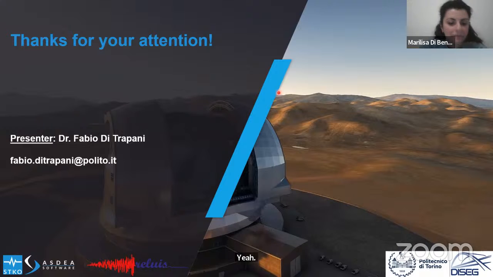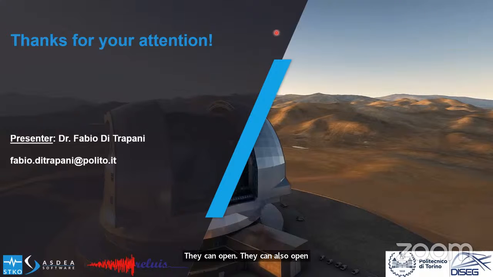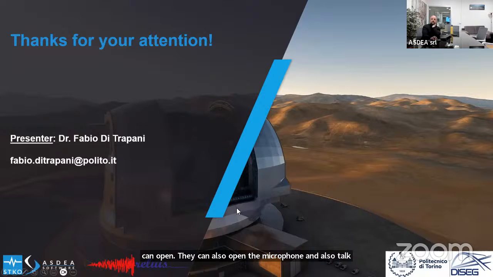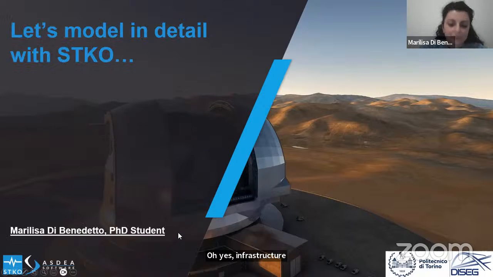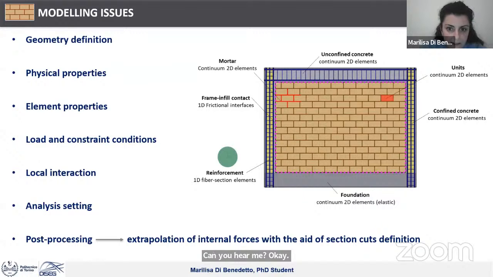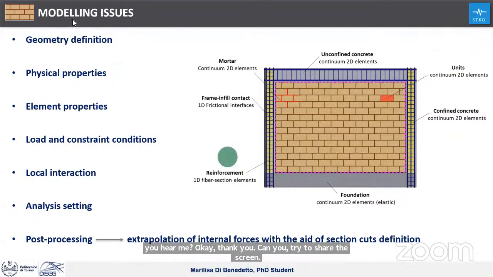Okay. Can you hear me? They can also open the microphone and talk, that would be nice. Oh, yes, sure. Can you hear me? Yep, we can hear you. Okay, thank you. Can you try to share the screen? It is impossible to share my screen. We see your screen, Marilisa. It's not my screen. Try again to share it. Okay, perfect. Yes, we see it.